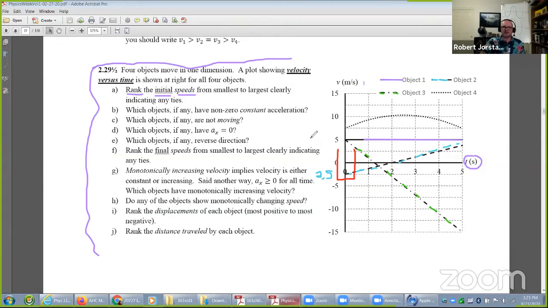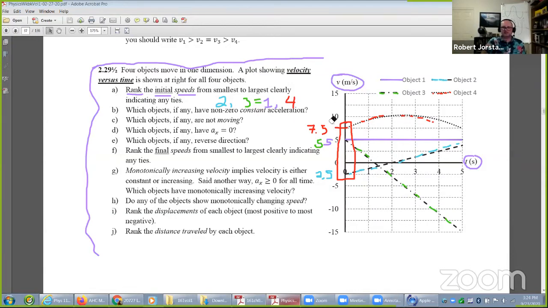So it looks like the smallest is 2. And then the next one is a tie between the green and the purple. The green is 3. And what's the next one? And 1. And then finally, the fastest initially is the red one, that guy, 4. All right. Sweet. Next. So that takes care of that problem.